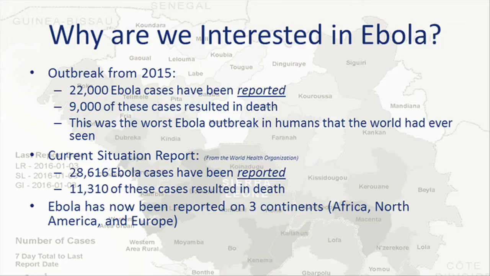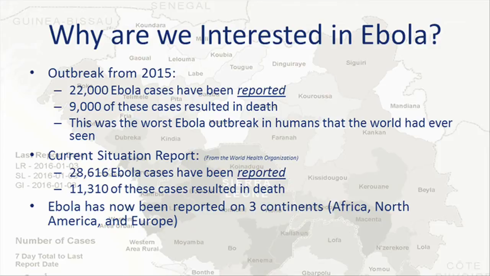But those are just the reported cases. There are many other cases that probably go unreported in these rural areas. And of these 22,000 cases, 9,000 of them resulted in death. So it's a pretty deadly virus. If you catch it, you have about a 50% chance of surviving. This outbreak in 2015 in West Africa was the worst outbreak in humans that anyone had ever seen with this virus.